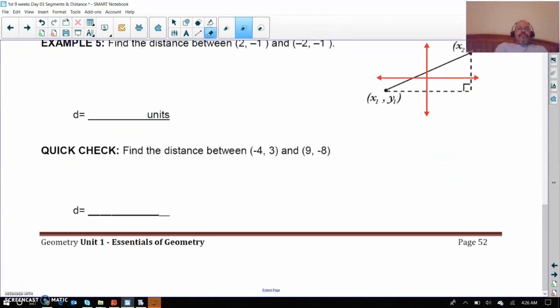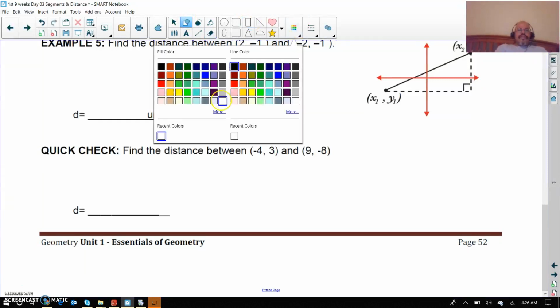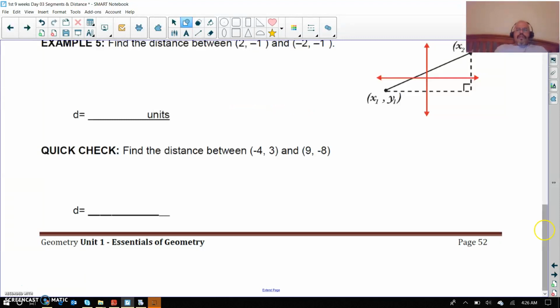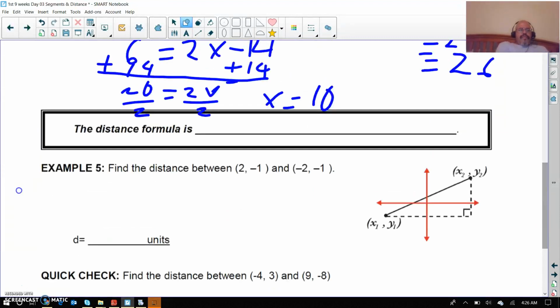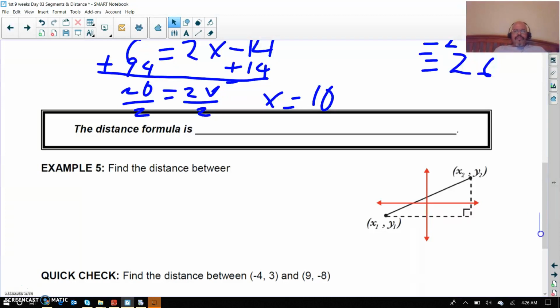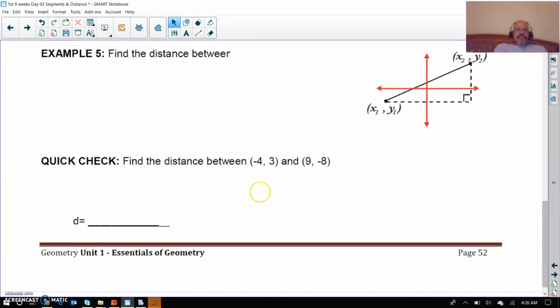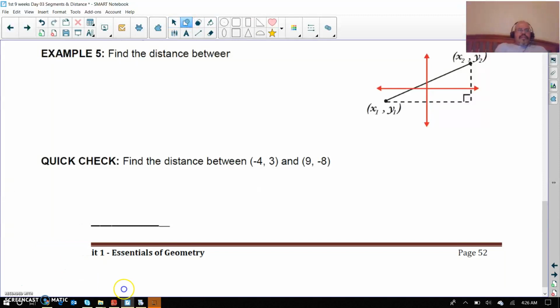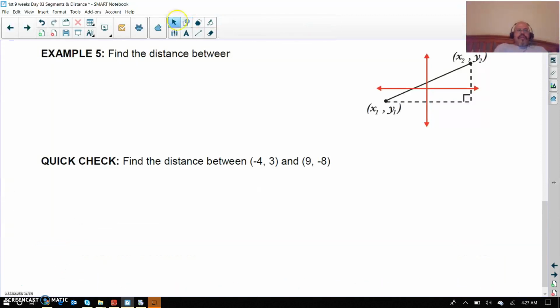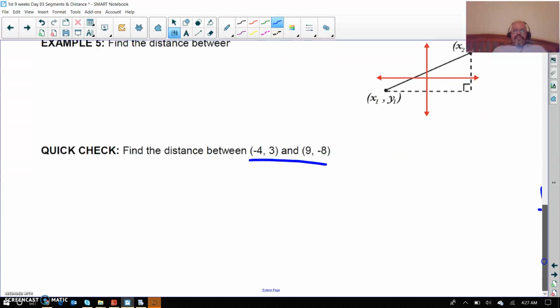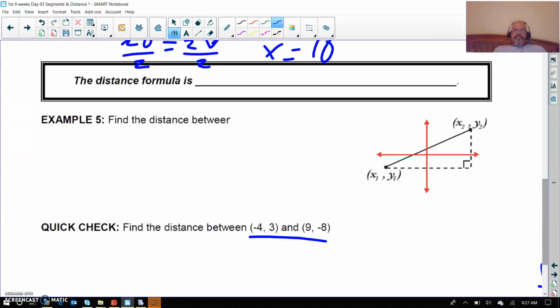Let me go ahead and do something real quick. This is going to be really, really fast, guys. All right. Let's go ahead and get rid of this. I'm not going to do it with this particular problem. So we're looking for the distance between 2 points, and the 2 points in this case we're going to be using are -4, 3, and 9, -8. And actually, we're going to use this picture right here.